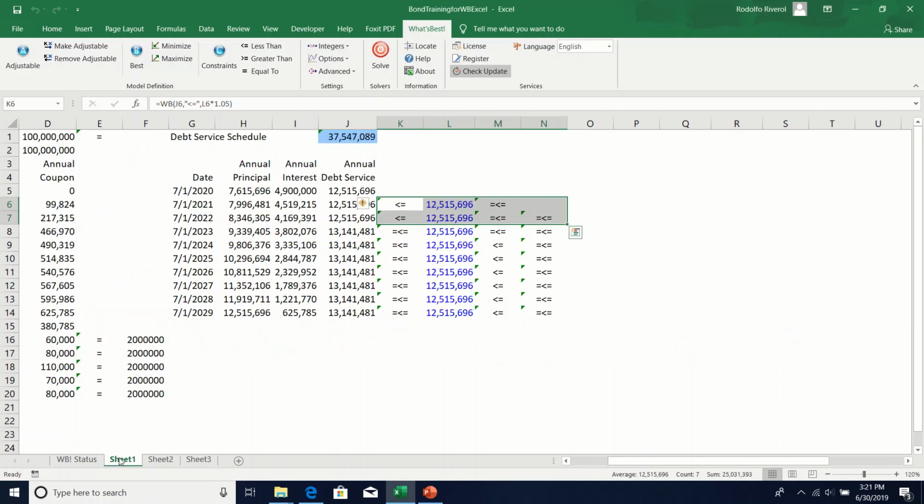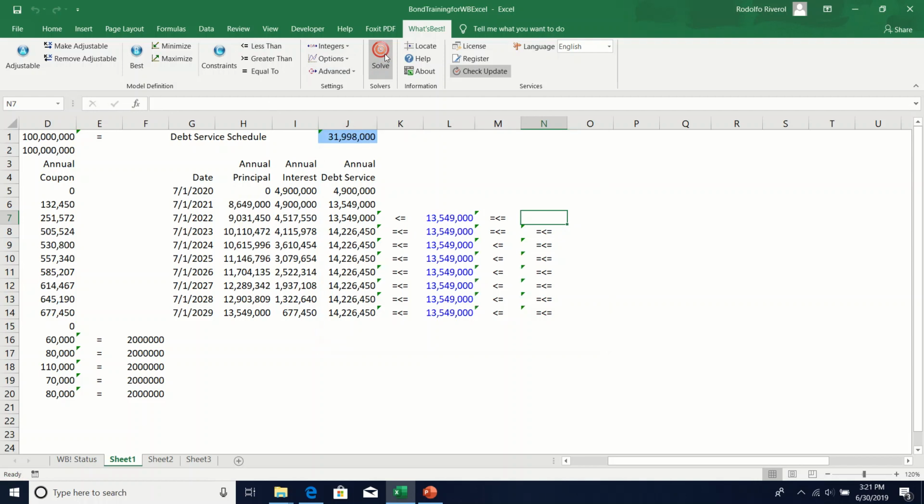Let's go back to sheet 1. This is where we left off last time. So the first thing that we're going to do is, since principal has to be amortized within the first 2 years, and we're actually amortizing in the first year, we're just going to get rid of these constraints over here. Resolve. You see, there's only interest here at this point.